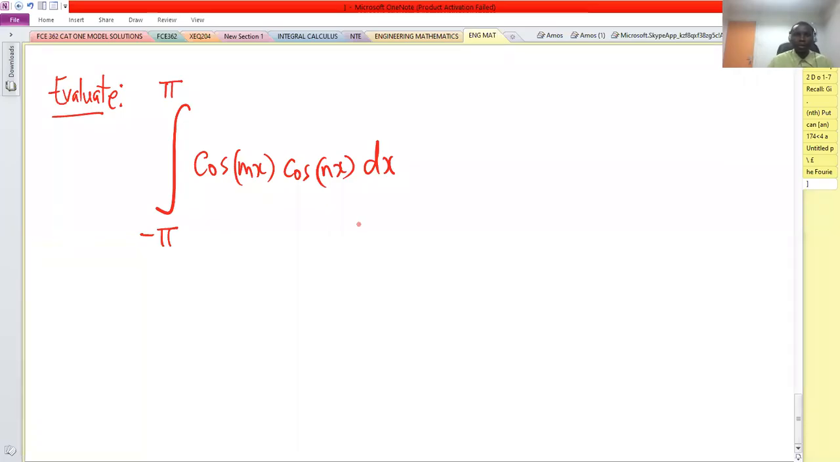Welcome. We are going to get the solution for the integral from minus pi to pi of cos mx cos nx dx. We'll take several cases in relation to how m and n are related. So, solution.